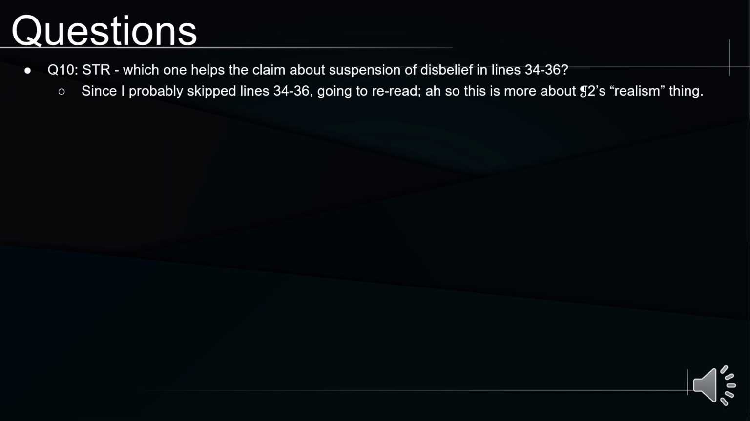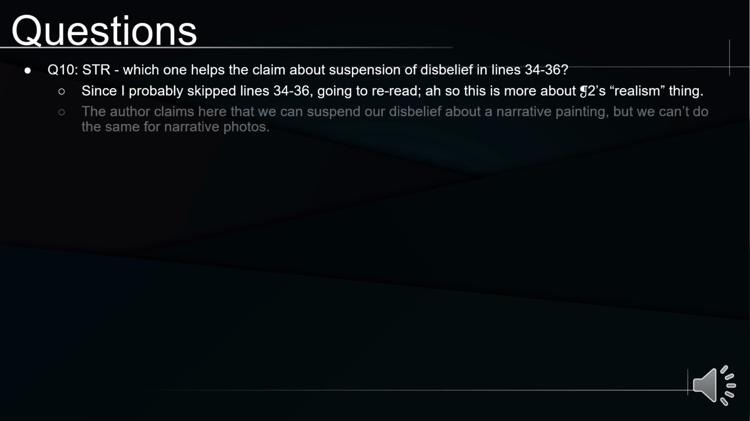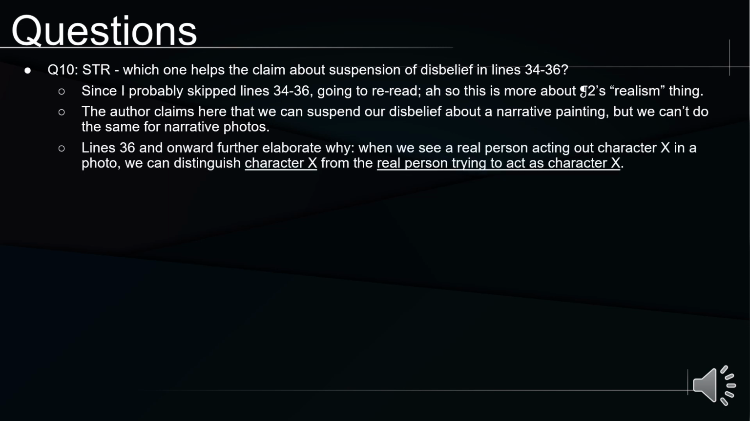And upon doing so, I see that this is more about the whole realism idea that I did catch in paragraph 2. The author claims here that we can suspend our disbelief about a narrative painting, but we can't do the same for narrative photos. Lines 36 and onward further elaborate why there's that difference. Apparently, the reason why we can do it for paintings but we can't do it for photos is that when we see a real person acting out character X in a photo, we can distinguish character X from the real person who is merely trying to act as character X. And so yeah, that's as far as I'm going to get in terms of analysis.